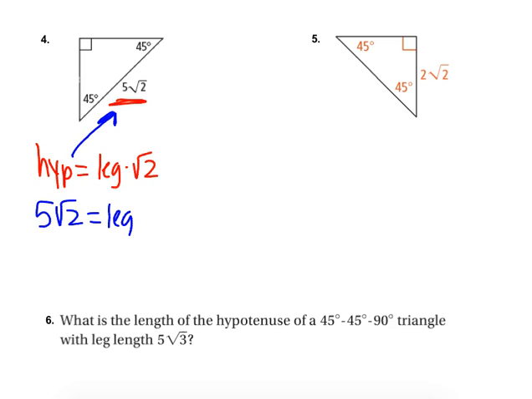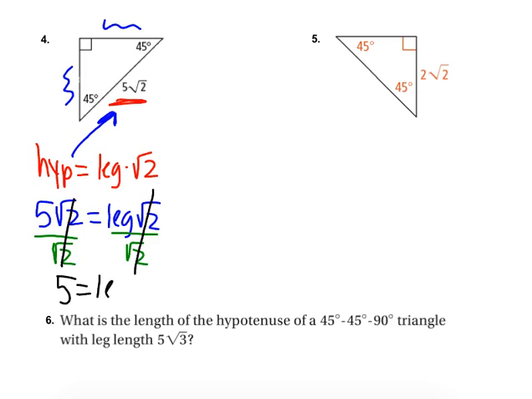Again, we're looking for our leg lengths, right? So we don't know what these guys are. So how am I going to get my leg by itself? Well, we have to divide by the square root of 2. Divide by the square root of 2. It's pretty nice. It cancels. So we find our leg to be 5. So we just found the legs of our isosceles triangle to be 5.